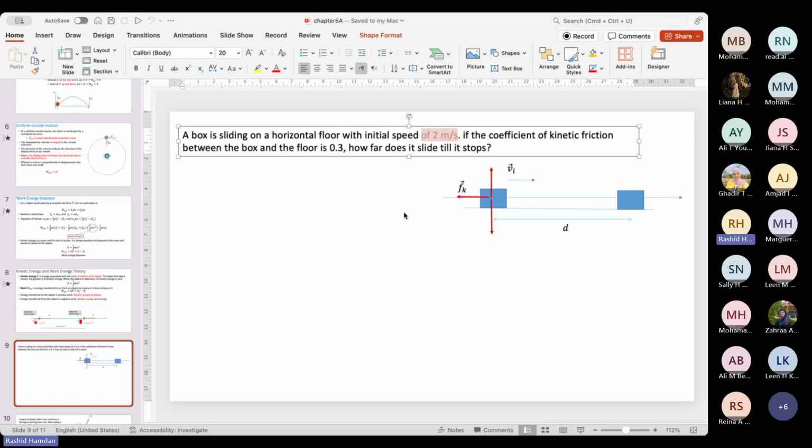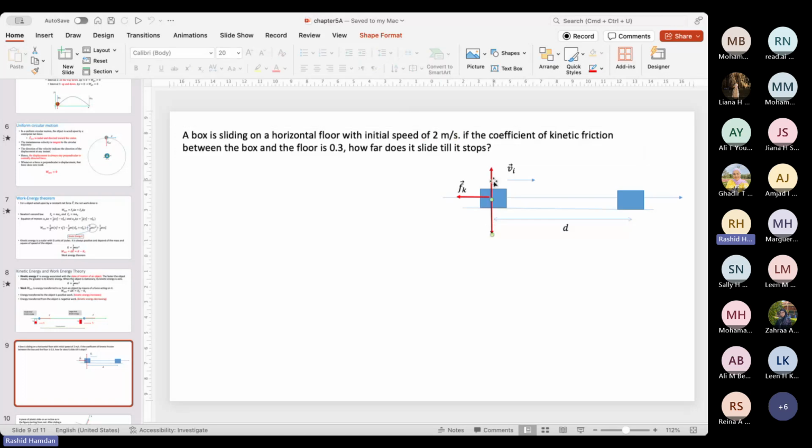Now, when it's sliding on the floor, there is weight on it, there is the normal reaction of the floor, and there is the kinetic friction force. So if the object is moving to the right, the kinetic friction is to the left. I want to find the distance where the object stops. I could use Newton's law. I could find the acceleration, then apply the equation of motion and find the distance. But let's say we want to use the work energy theorem.